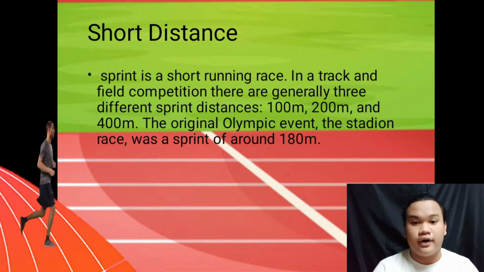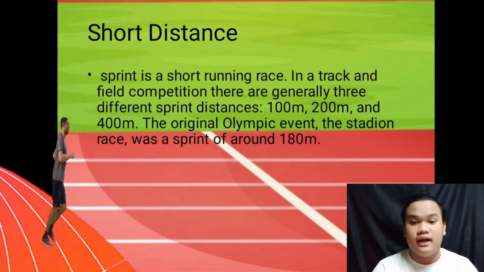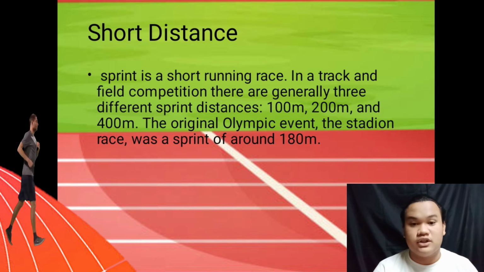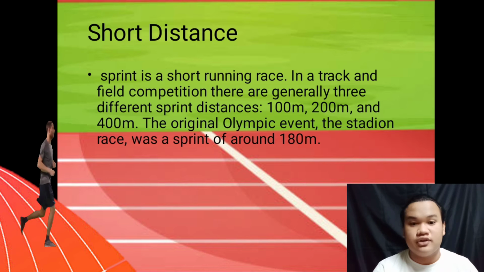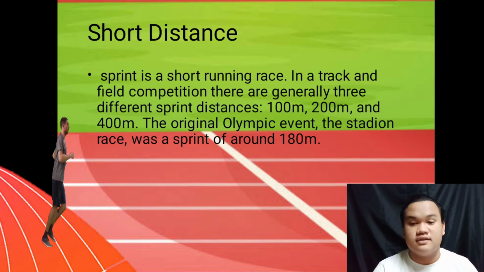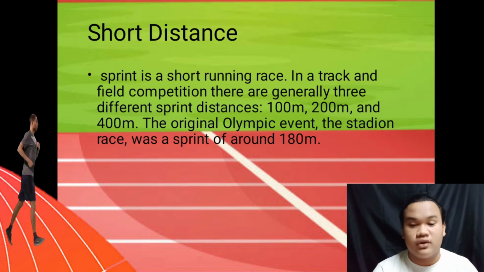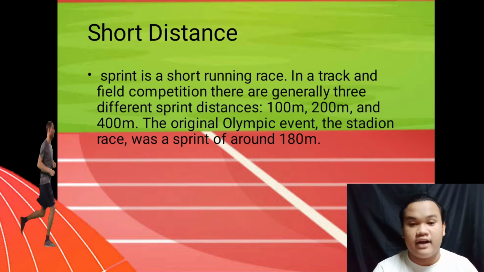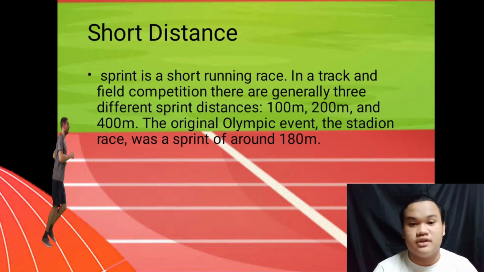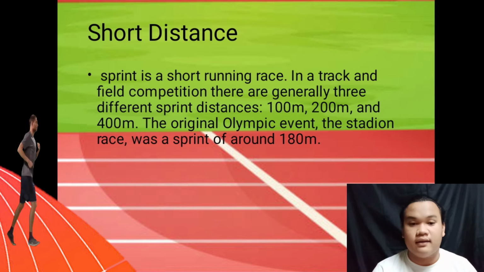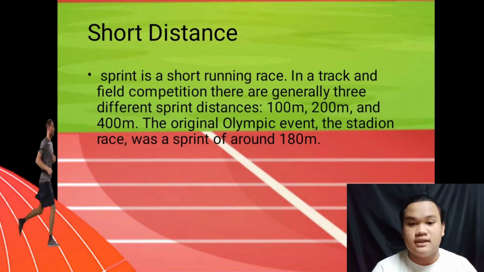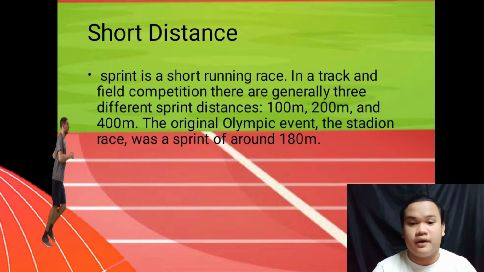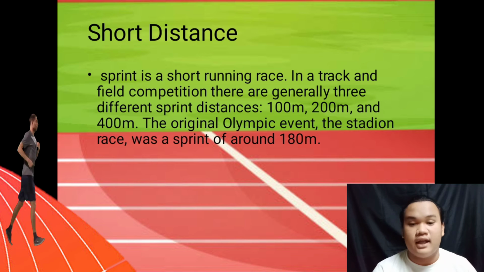Sprint is a short running race in a track and field competition. There are generally three different sprint distances: 100 meters, 200 meters, and 400 meters. The original Olympic event, the stadion race, was a sprint of around 180 meters.